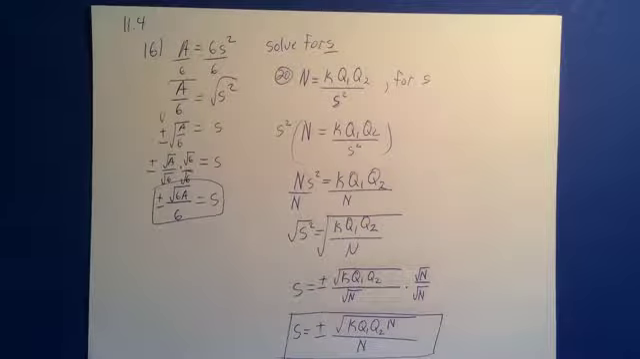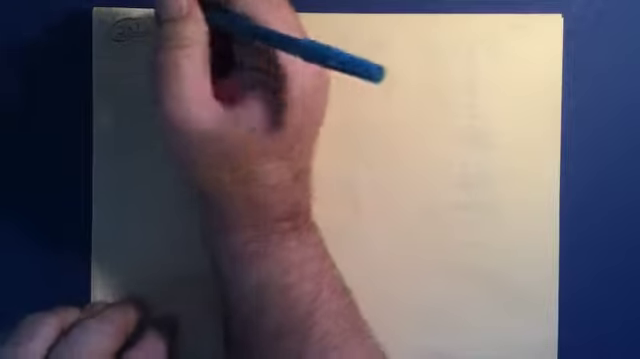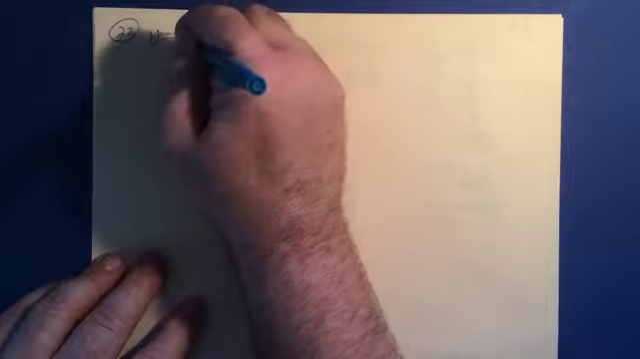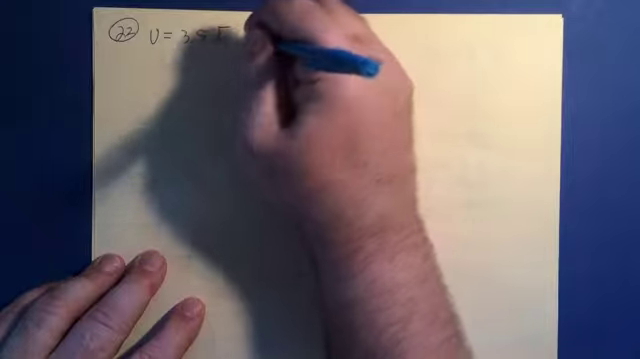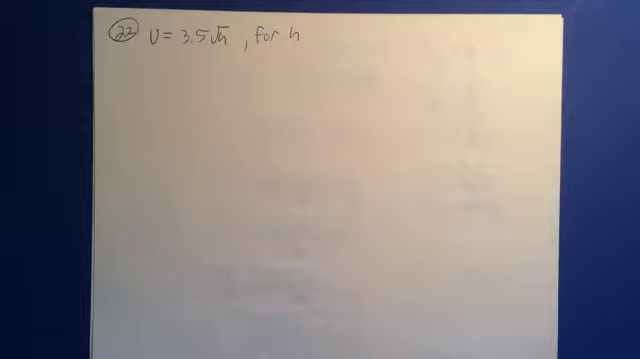A little confusing when first seeing this, but hopefully not too extreme. Again, this will take some practice to understand this better. Let's go ahead and take a look at the next question, number 22. So number 22, we've got a volume formula where V is going to equal 3.5 times radical h, and this one we're going to solve for h. So this time we want the value of h in this one.